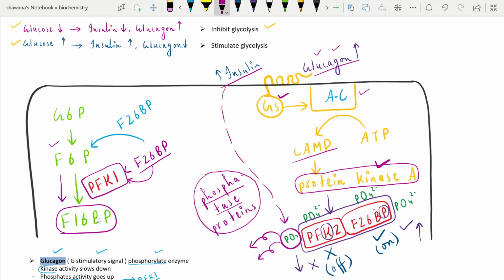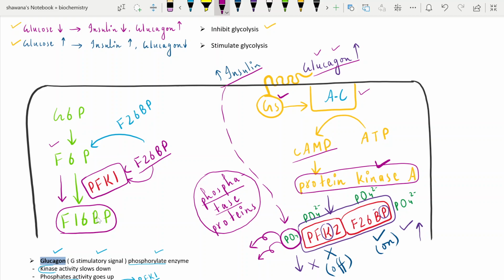I am astonished that nature has put such remarkable functions inside our cells: how these enzymes are regulated, how they function, what the allosteric regulations of that enzyme are, and how the glucose level in the blood can promote or inhibit glycolysis via the action of these hormones, glucagon and insulin.